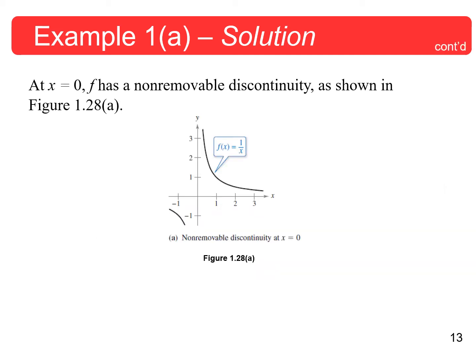And so for this function here, the only possible point of discontinuity is the value that is outside of the domain of this function, which is x equals 0. Now, if you look at the graph of the function 1 over x, this is how the graph would look like. We have a non-removable discontinuity at x equals 0, because there's really nothing we can do here to make the function continuous at x equals 0.